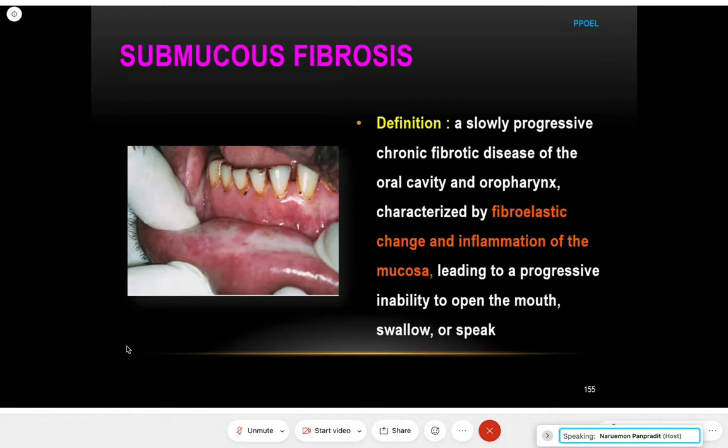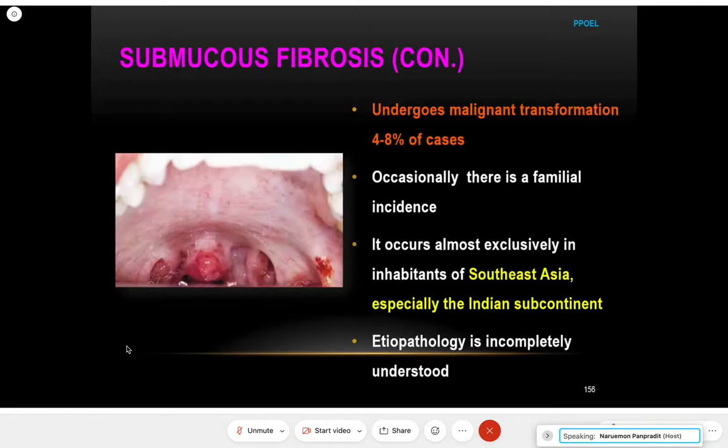It is a disease of the oral cavity with fibroelastic change and inflammation of the mucosa, leading to a progressive inability to open the mouth, swallow or speak. If there is a lot of fibrosis, you can imagine the mouth sticks together and is difficult to open. If they cannot open the mouth, they cannot eat, drink, or bathe. So it is also important. This lesion can undergo malignant change in 4 to 8% of cases.